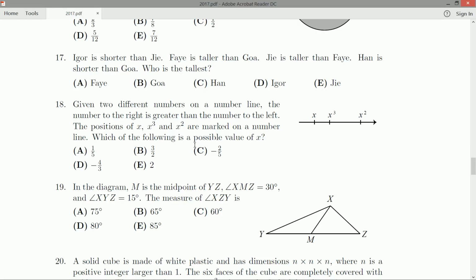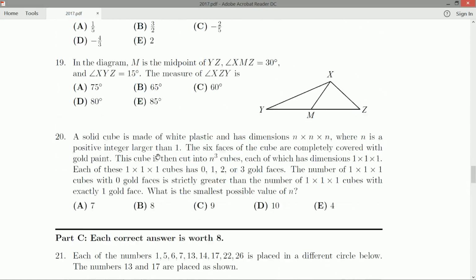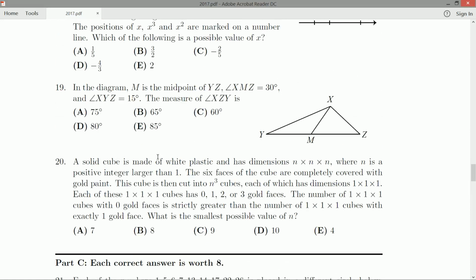So that does it for question number 18. We got 2 more to go, and then we hit part C, which is the harder questions. So join me in the next video for question number 19.